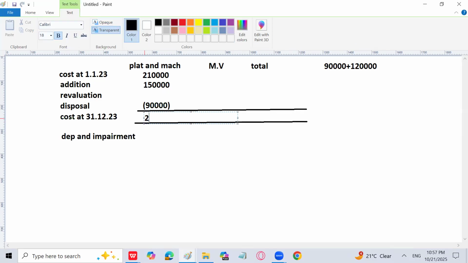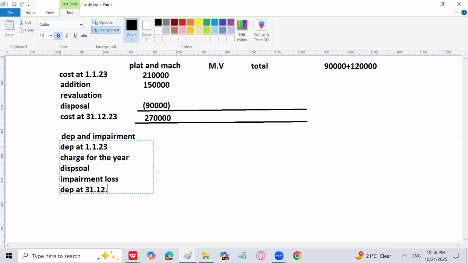So I will write here 2,70,000. Now I'm going to write the depreciation and impairment. First of all, I have to write the depreciation at 1/1/23. Then I will write charge for the year, whatever depreciation you want to charge, any current year depreciation. Then here comes the impairment, if there is any. Disposal you can write first, okay? And then there is going to be the impairment loss. You can write here. And then you can write the depreciation at 31st 12/23.